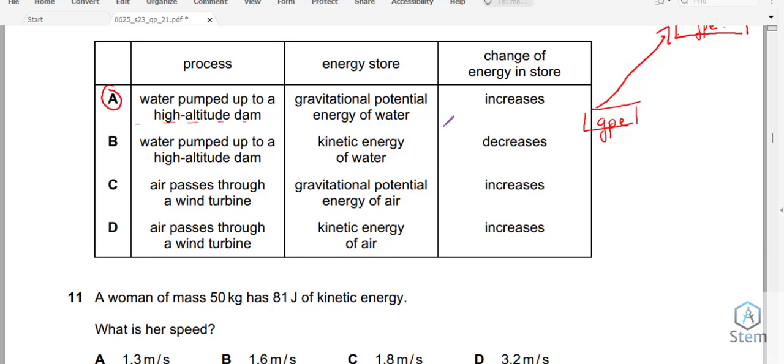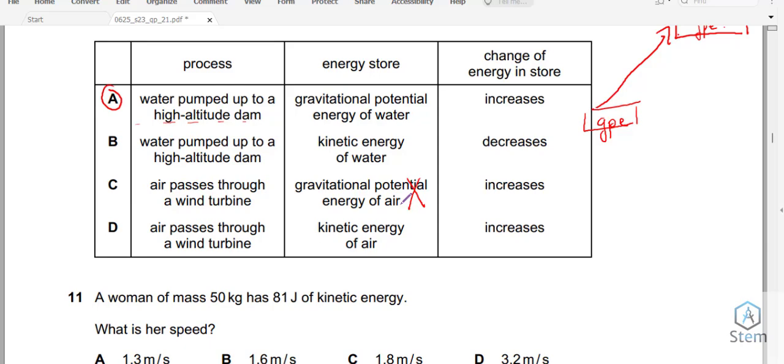When air passes through the wind turbine, it is going to make the wind turbine move. And we are going to see a transformation of energy from kinetic energy of the air to kinetic energy of the turbine, which can then be stored as electricity or some other form. So the turbine is definitely not getting gravitational potential energy. Neither is the air getting GPE.